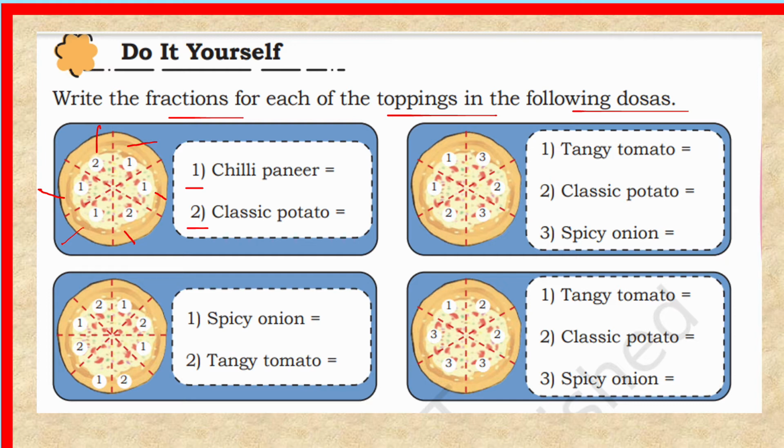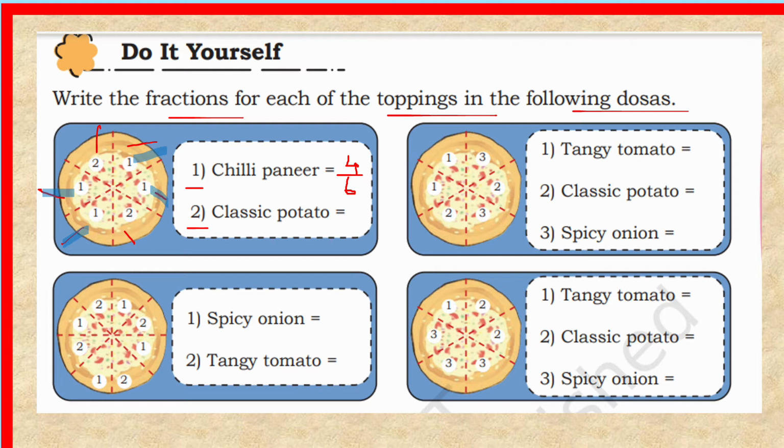So, how many parts contain chili paneer? See, this is 1. 1, 2, 3, 4. 4 parts contain chili paneer. So, out of 6 parts, 4 parts contain chili paneer. So, fraction is 4 by 6.